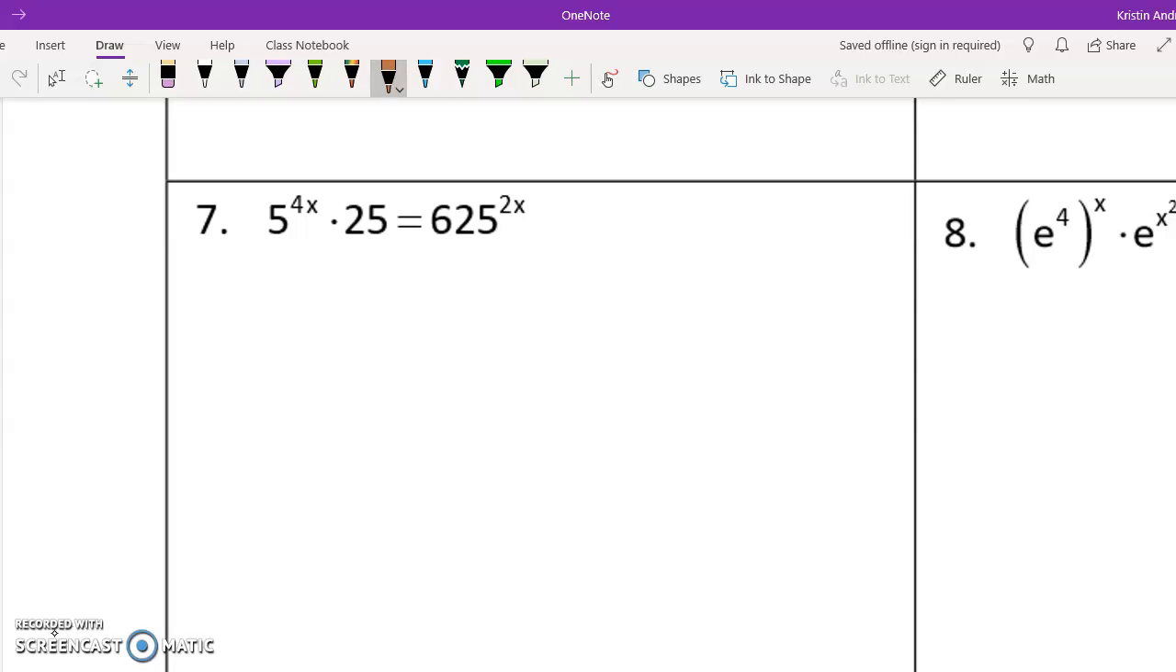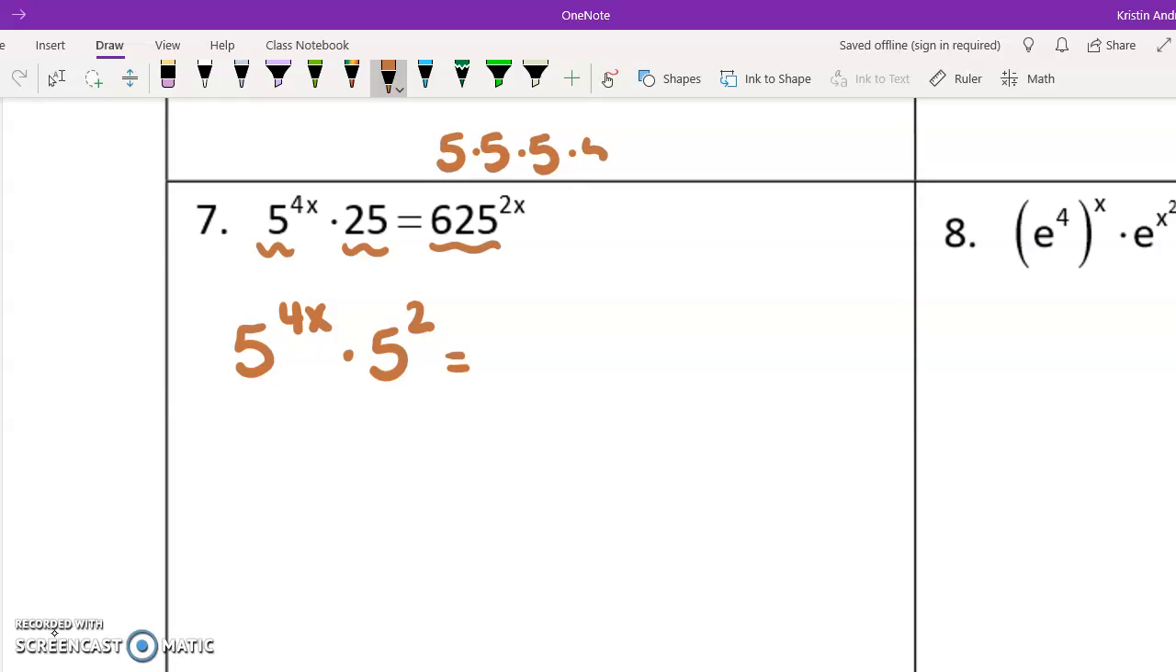Okay, this next one, we need to turn everything into a common base, and I recognize all of those as a base 5, so this is 5 to the 4x, 5 squared, and this one equals, that's 25, times 5 is 125, times another 5 is 625. So this is 5 to the 4th, and then we also have the 2x that was already sitting there right here.